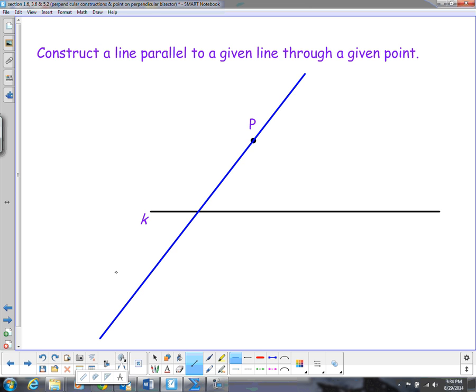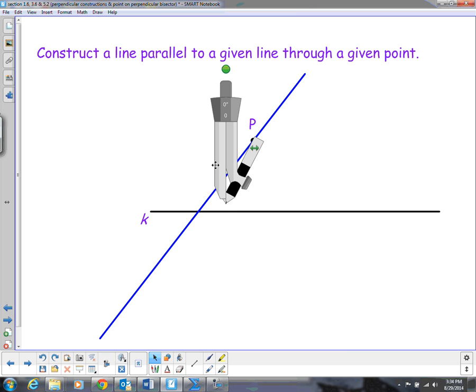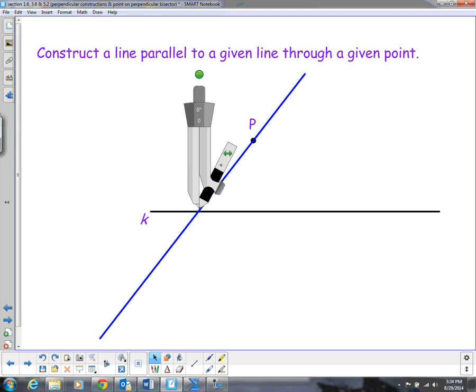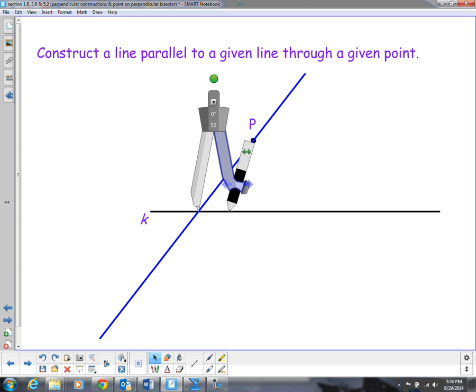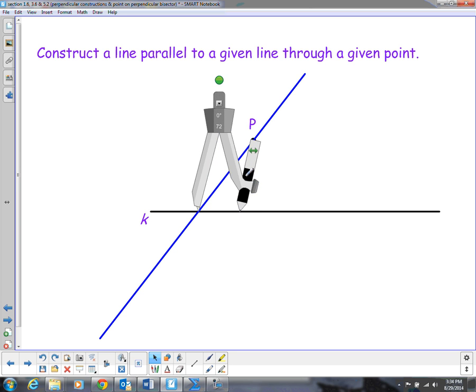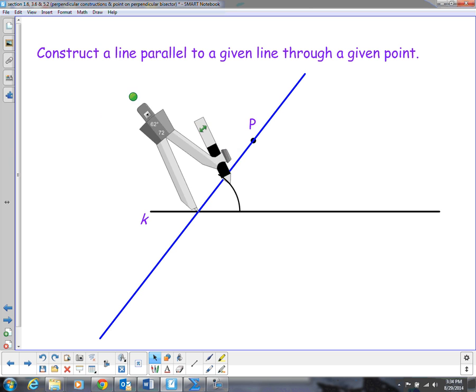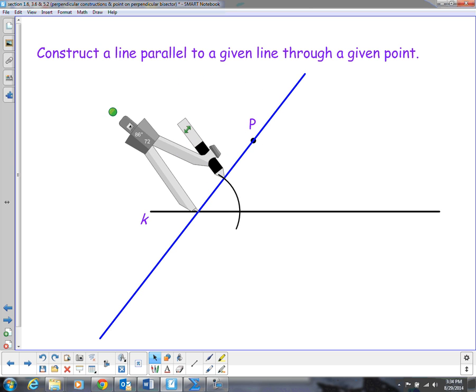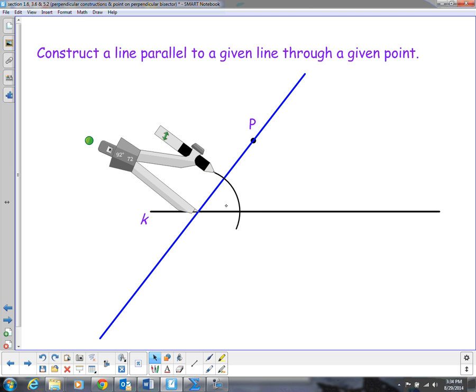So we're going to get a compass on our picture. You're going to put your compass point on the point of intersection where this slanted line intersects the line that we want to be parallel to. We're going to open up our compass and draw an arc that will intersect both the blue line and the black line. Notice this angle. What I'm going to do is duplicate the angle. We know how to do this construction.